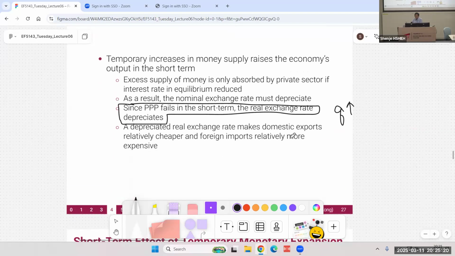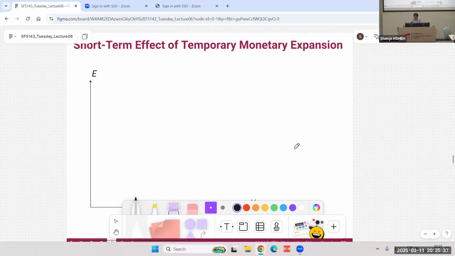And the mechanism in which there's more exports is because domestic countries' goods and services appear more attractive, more competitive, cheaper, right? And therefore, that's gonna boost output. That's the story here. So let's go ahead and analyze this, and after the analysis, we can take a break. Okay, so this is short term.